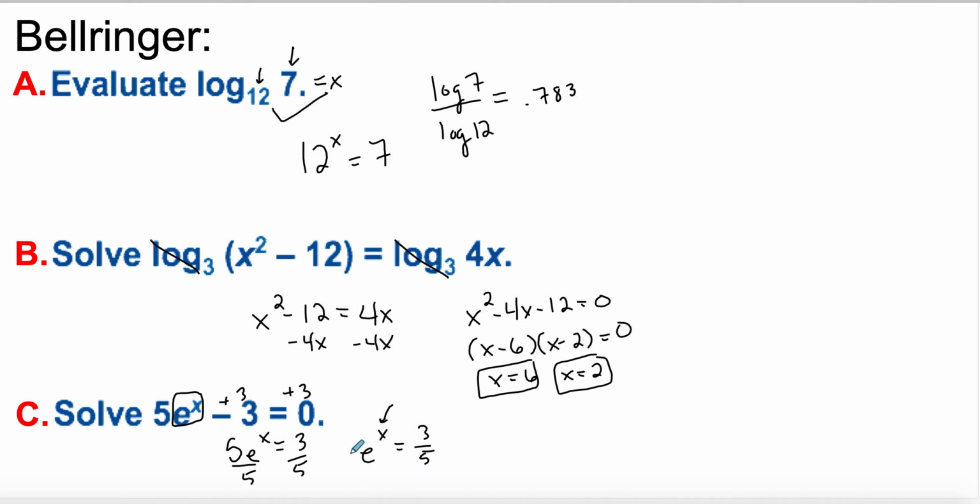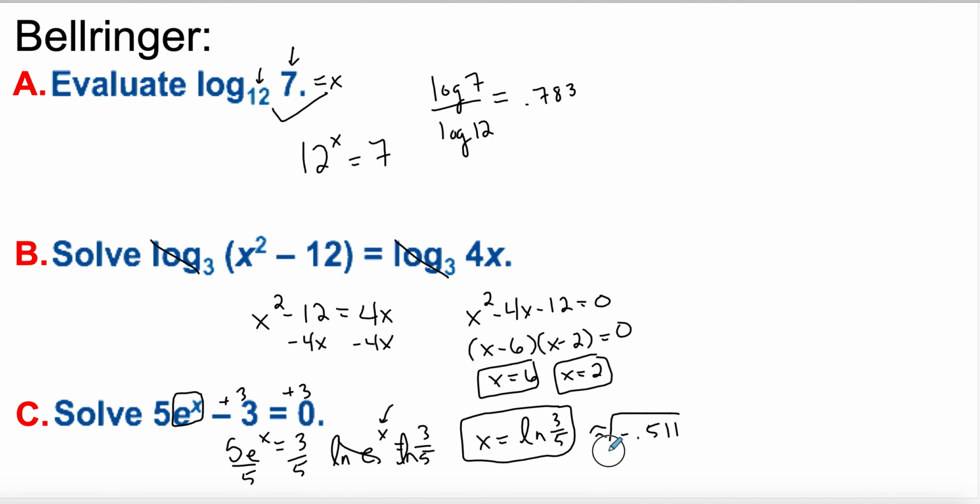We have an e here, so remember, we can take the natural log of both sides. That'll cancel out the e. We get x equals natural log of 3/5. I'm okay with you leaving that as an answer. However, you might have put it in your calculator. So if you did, then you got negative 0.511. Okay, this is going to be the best answer because this one I had to round off.